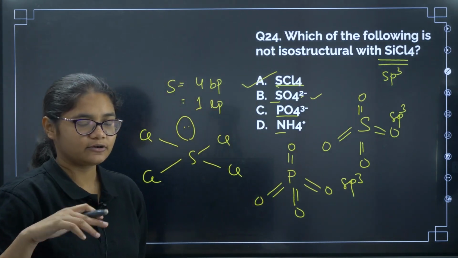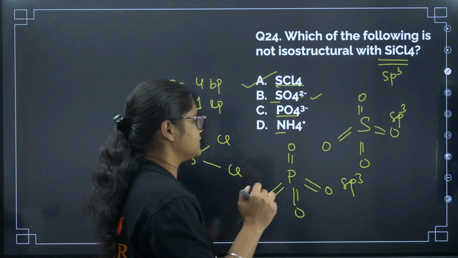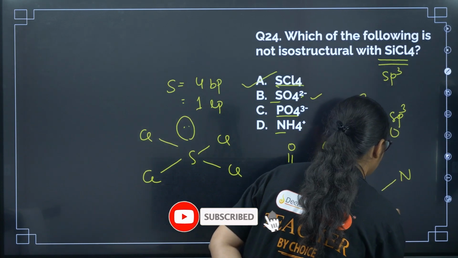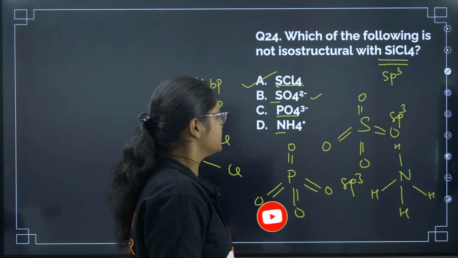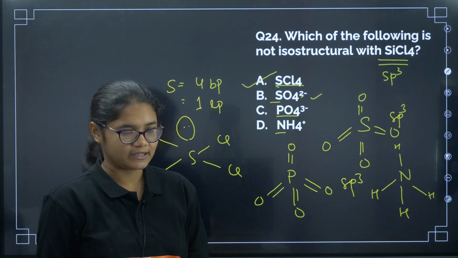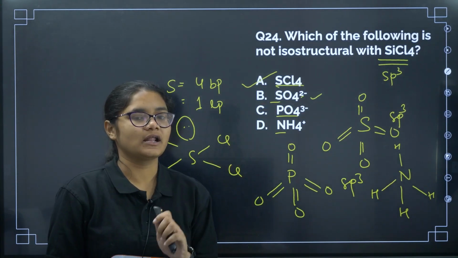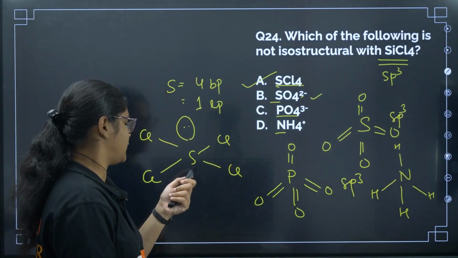Nitrogen has 5 valence electrons, removed 1 electron, so it has 4 valence electrons. Now if you draw, we'll get the structure like this, which is again sp3 hybridization. So all these options are sp3 hybridization. This is incorrect, so the correct answer for this question is option number A.